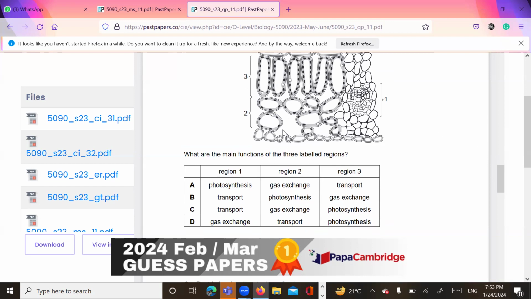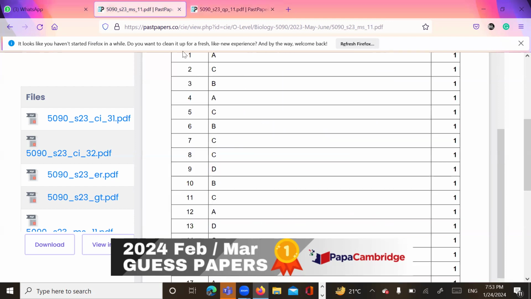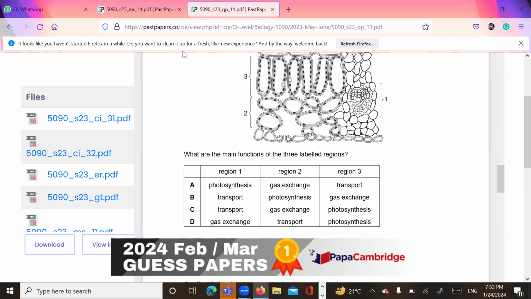Let's start with the 1, which is transport. So A and D are cancelled. Now for 2, which is the spongy mesophyll layer, gas exchange. And for region 3, photosynthesis. I'll go for 8C. Let's see. 8C is the correct answer.